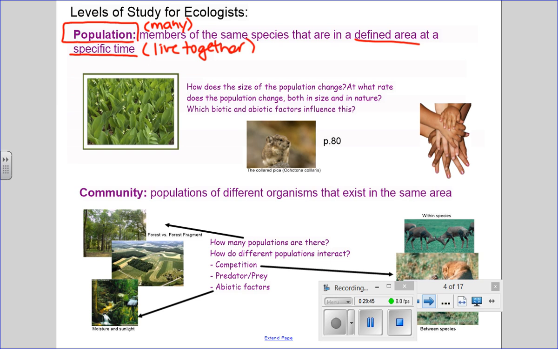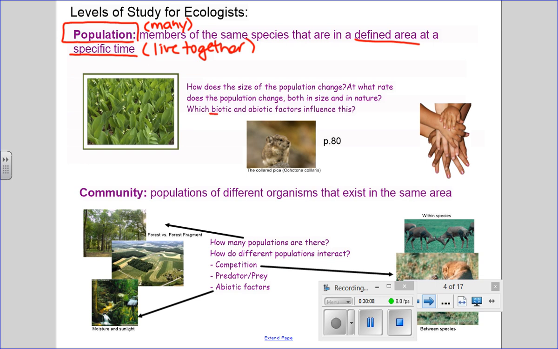Now, when I'm talking about a species, I'm not talking about right now, right here, today, how is that flower surviving? I'm talking about, in general, that type of organism. But a population is different. A population is a specific group of one species that live together, same time, same place.